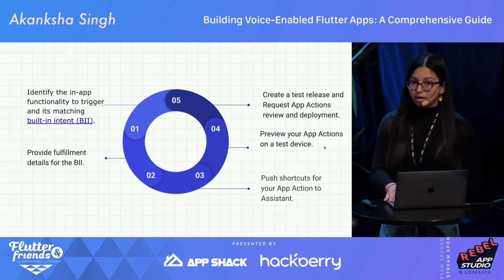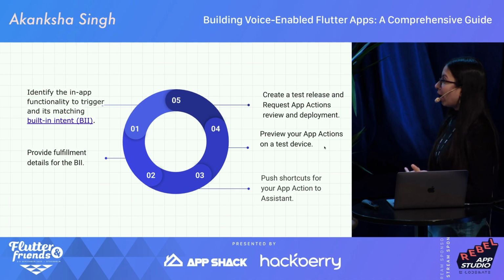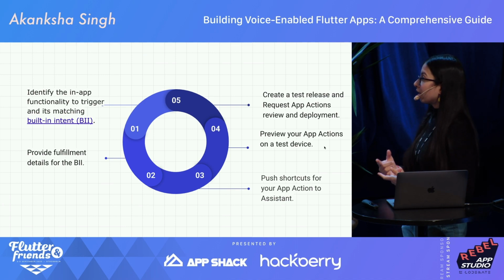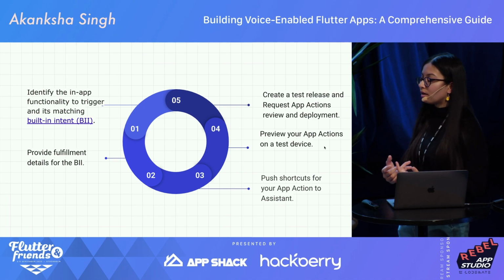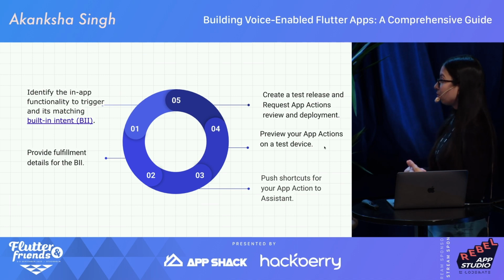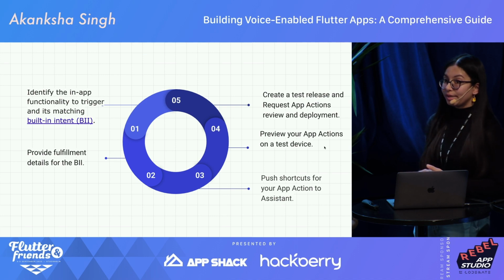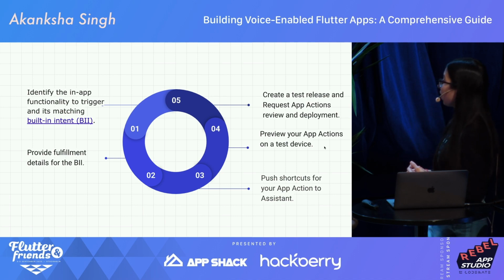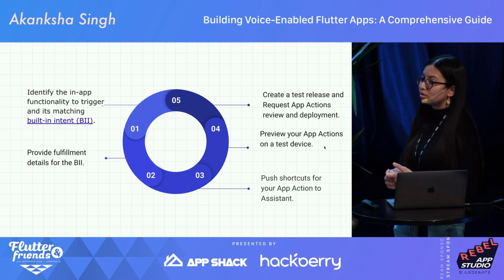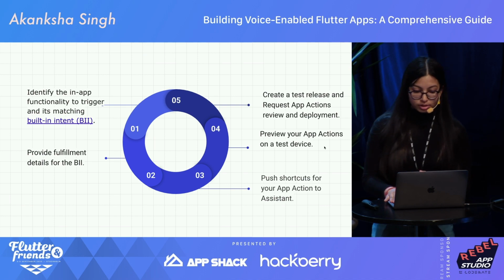So it's a 5-step process. The first step is to identify the in-app functionality that you want to trigger, and its matching built-in intent if it exists. And if it doesn't exist, and you want to create one, then you can do that as well. The next step is to provide the fulfillment details for the built-in intent. The next step after this is to push the shortcuts for your app action to the assistant, and then you can preview your app actions on a test device, and you can create a test release and request App Actions review and deployment. So it's a 5-step process.